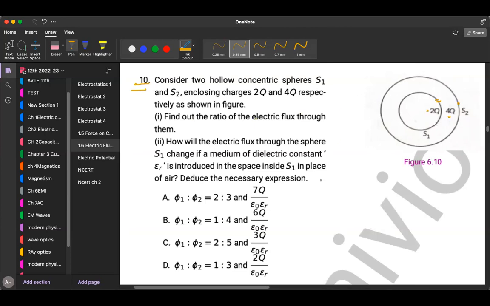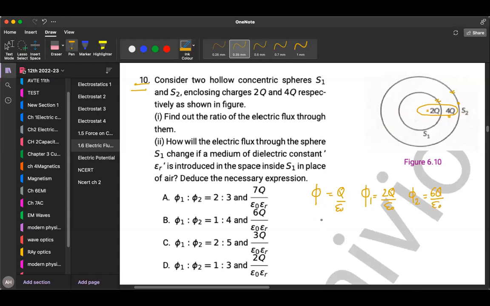So the formula that we'll be using here is that of Gauss' law, phi is Q by epsilon naught. If you want to calculate flux through the first sphere, the charge inside is 2q, so that is 2q divided by epsilon naught. If you want to calculate flux through the second sphere, inside the second sphere you have two charges, 2q and 4q. So the net charge is 6q divided by epsilon naught.